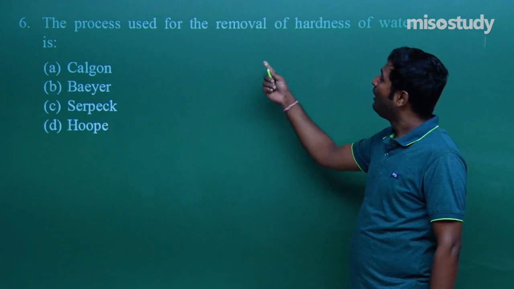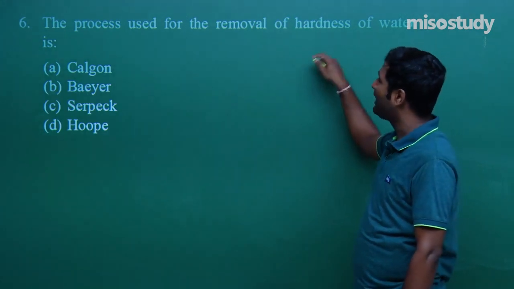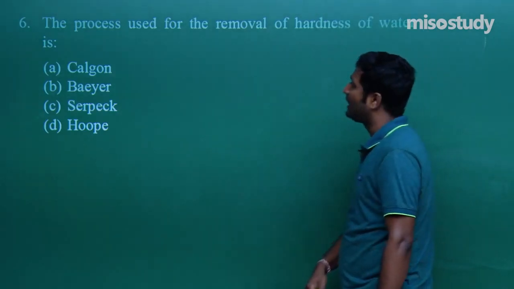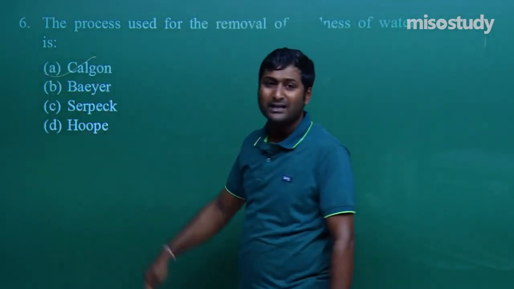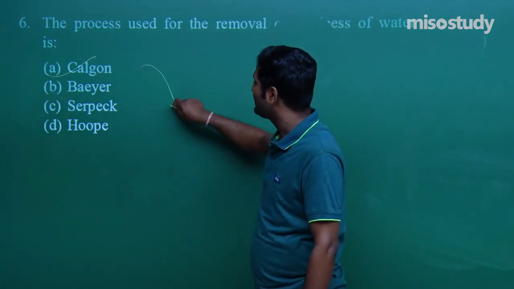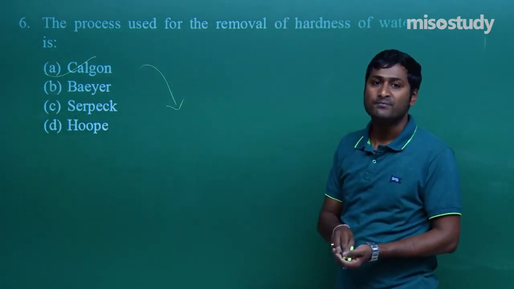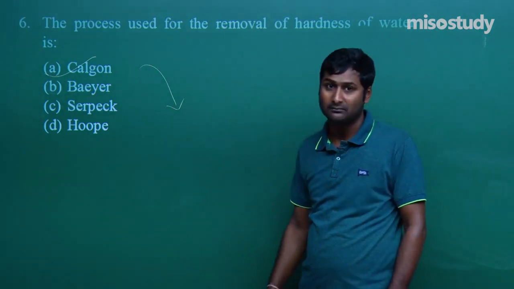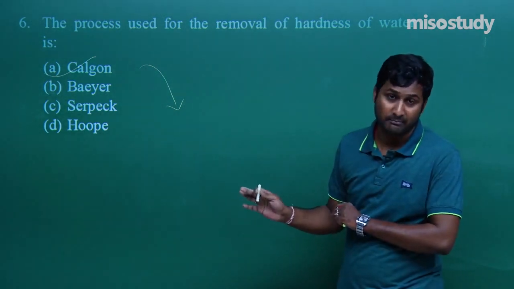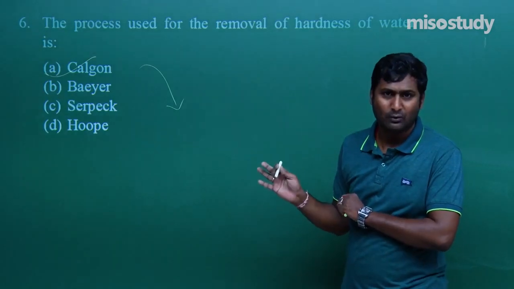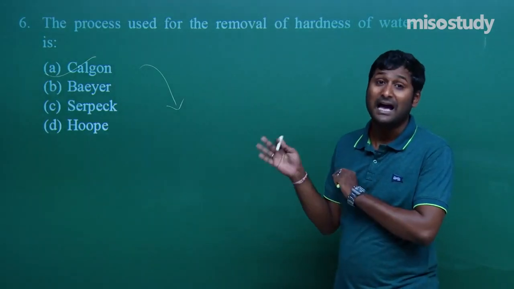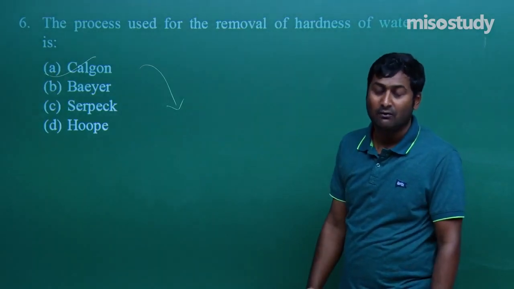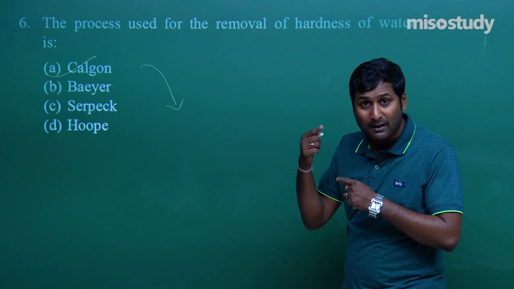Now, look at here. As I told you, the process used for the removal of hardness of water is Calgon. What is the formula of Calgon? This is a question from my side for you. Tell me what is the formula of Calgon. I forget, friend. You have to help me. Think on it. What is Calgon? Sir, Calgon is sodium hexametaphosphate.